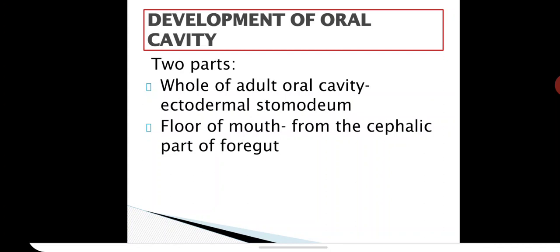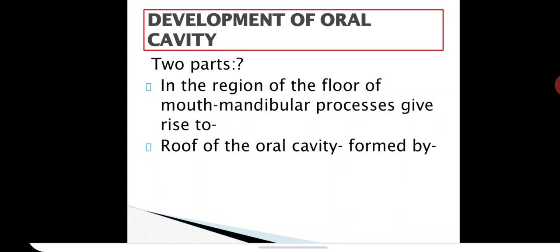So the oral component of the stomodium gives rise to the mucous linings of the cheek, lips, gums, and enamels. The floor of the definitive mouth is derived from the cephalic part of the foregut. In the floor of the mouth we have also seen already the development of the tongue rudiments. In the region of the floor of the mouth, the mandibular process gives rise to the tongue rudiments. The roof of the oral cavity has already been formed by the palate.